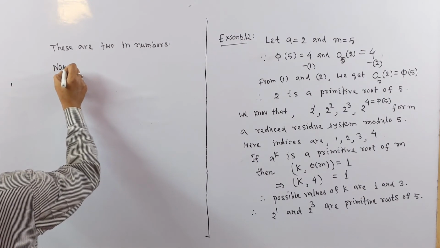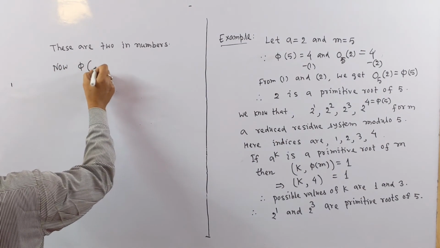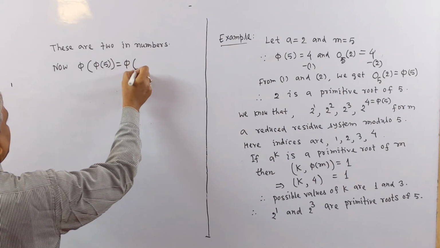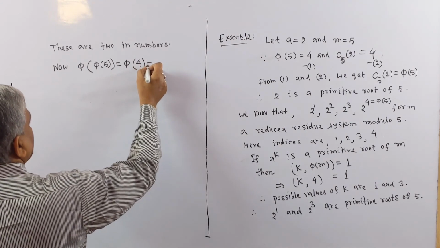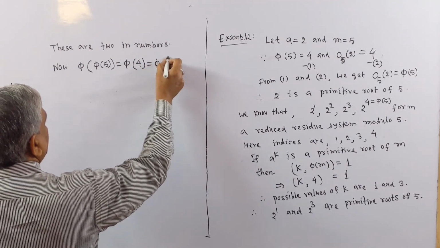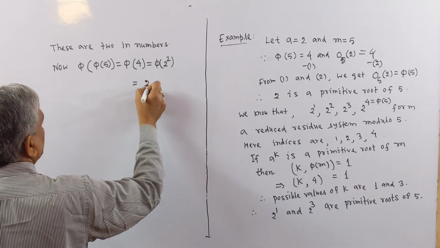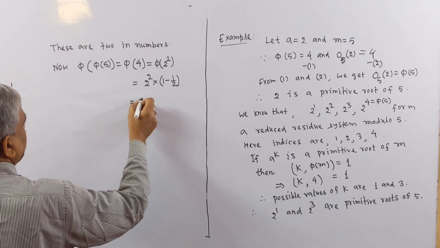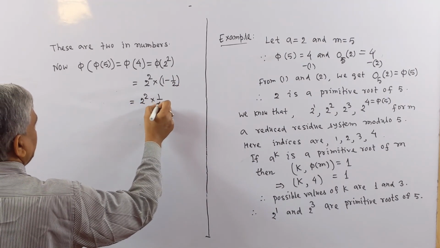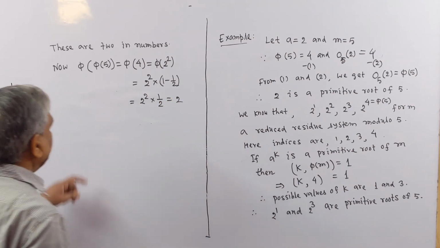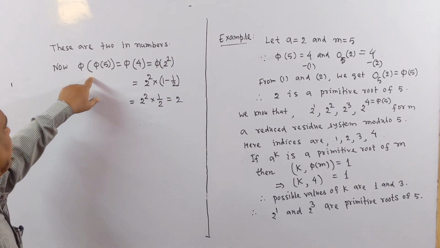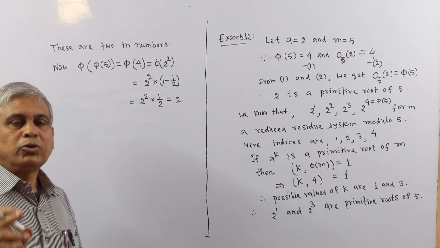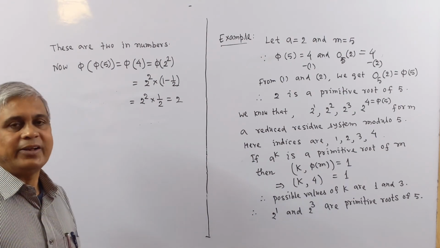Now, phi of phi 5 equals phi 4, and this equals phi 2 square, and this equals 2 square multiplied by 1 minus half, equals 2 square multiplied by half, equals 2. That is, the number of primitive roots of 5 is 2. So, our theorem is verified.